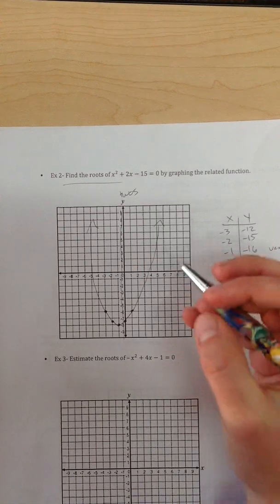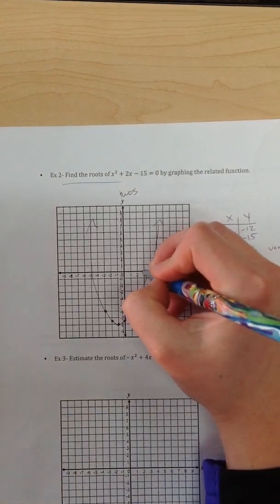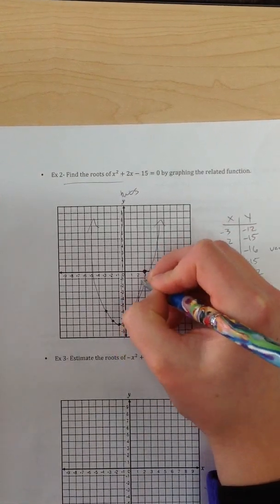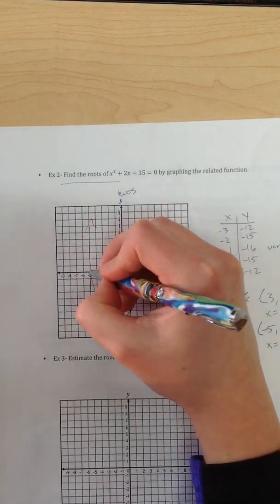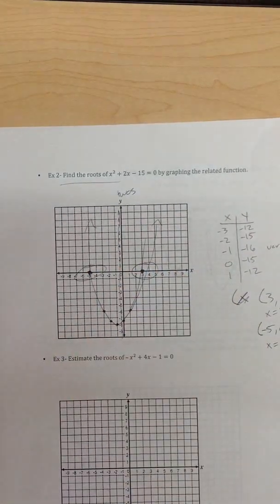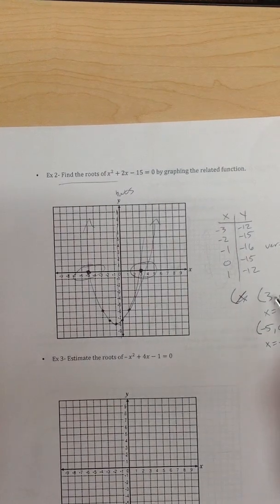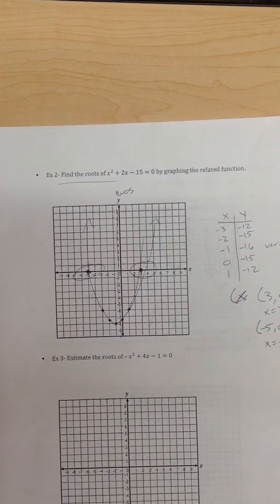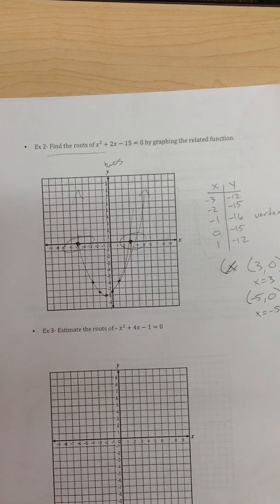So really here, my graph is not great because my line should have crossed right there and should have crossed right there. So that spot there and that spot there would be my roots, which would be at 3 and negative 5. So those would be your solutions there, 3 and negative 5.